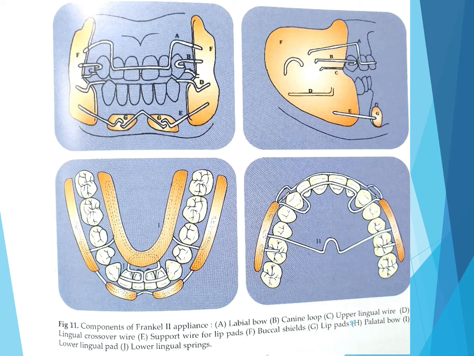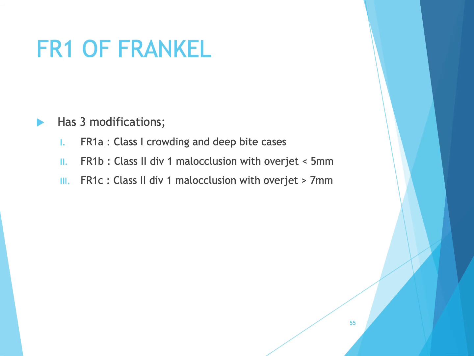And then finally, it's I. I is situated at the lingual part of the lower incisor. This is called lower lingual springs. Okay, we have already finished FR2. Now we will move into FR1.